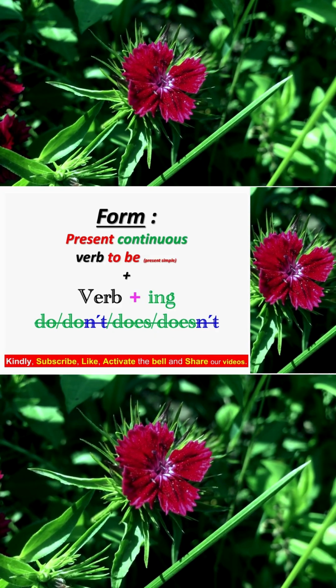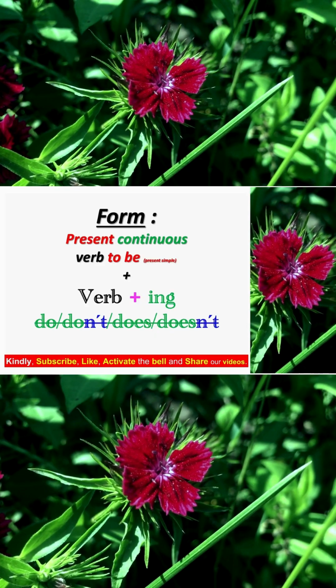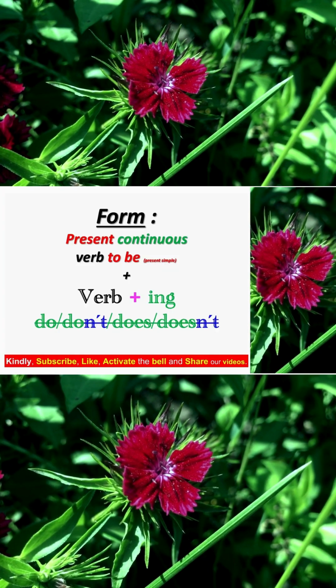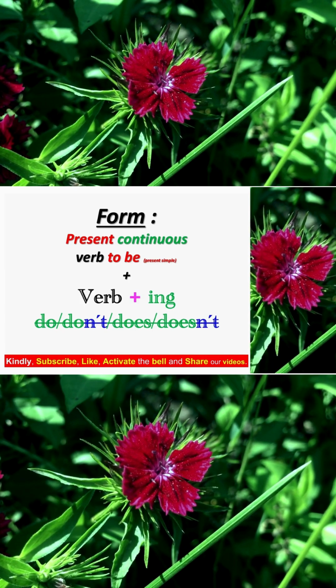If we have just verb plus ing, it's not present continuous. Remember this. So to have present continuous, you should have two things. First, verb to be in present simple and verb plus ing.